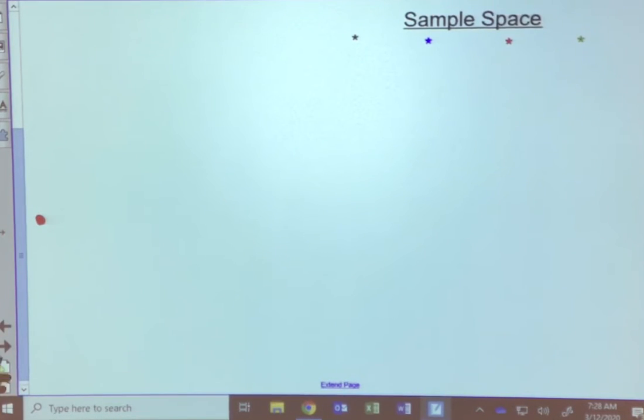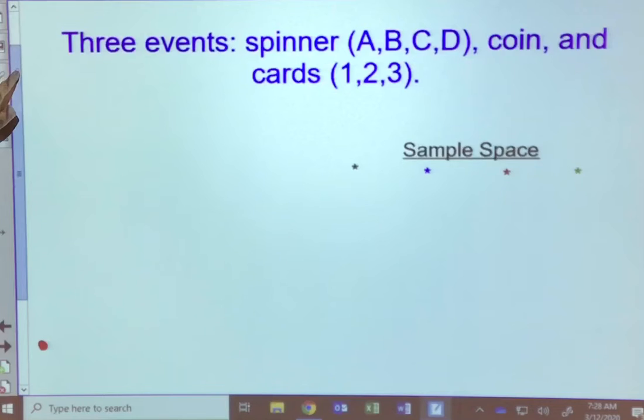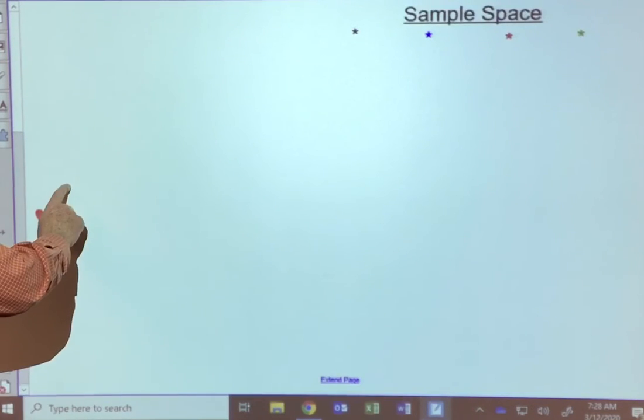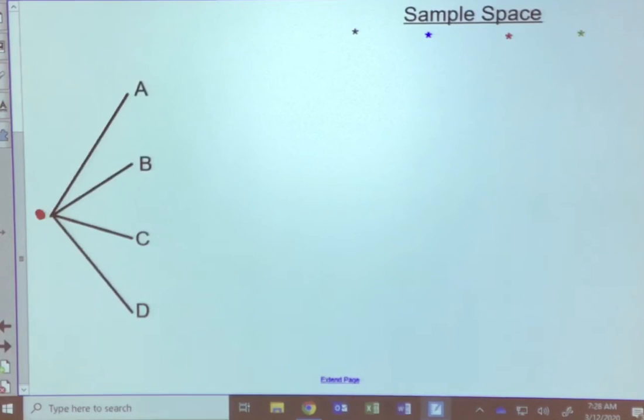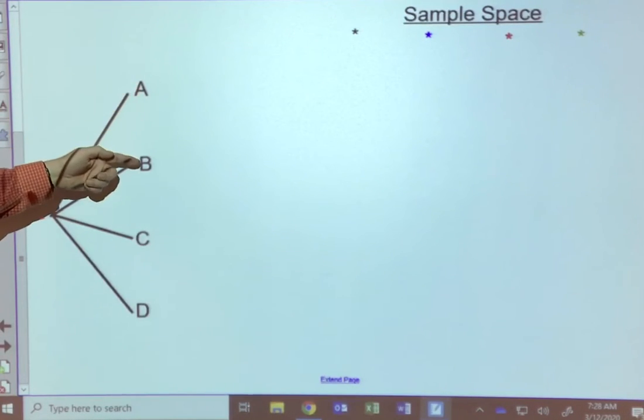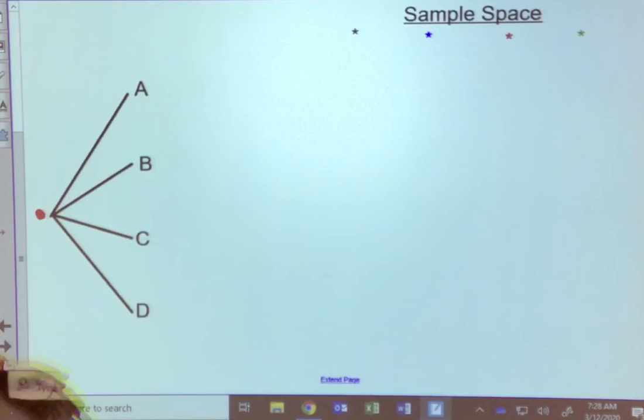Our first event was spinning the spinner that had 4 outcomes. So when we do that, we're going to need 4 branches on our tree diagram. We're going to need 1 for the outcome of A, 1 for the outcome of B, C, and D, and so on.